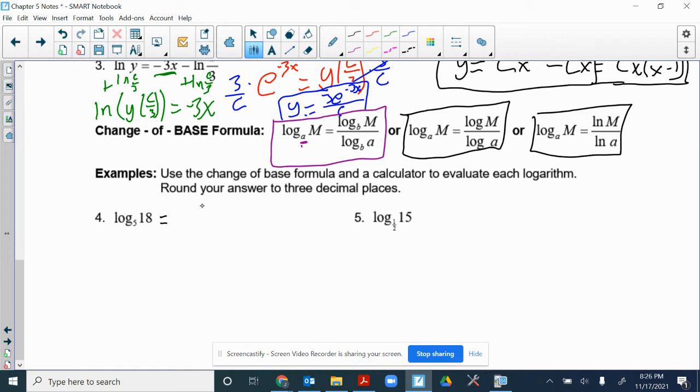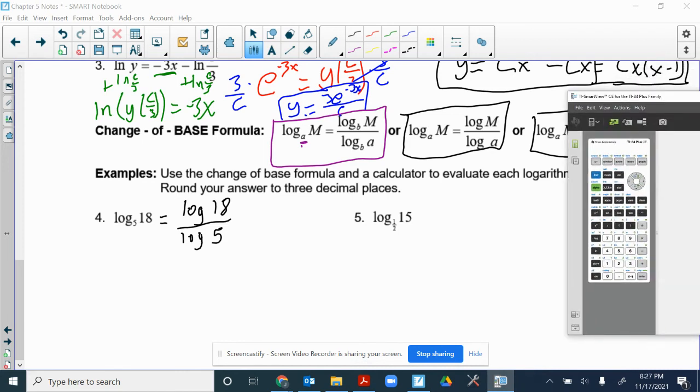So we can choose whatever base we want to make it into. I'm going to go ahead and just say log base 10. So my change of base is going to look like this. It'd be log base 10 of 18 over log base 10 of 5. And there we go. We just changed the base. Now they do want us to go on the calculator and use this. So I'm going to go ahead and bring my calculator over.